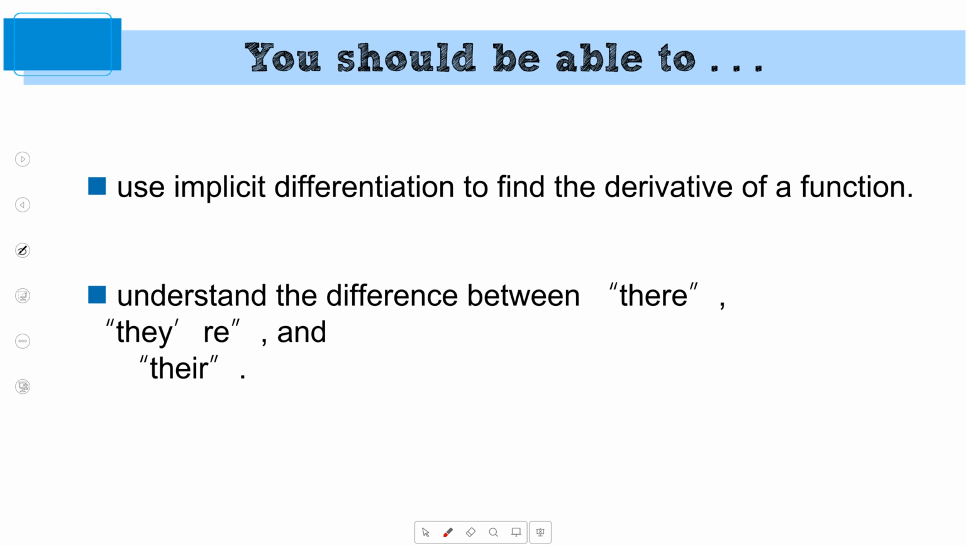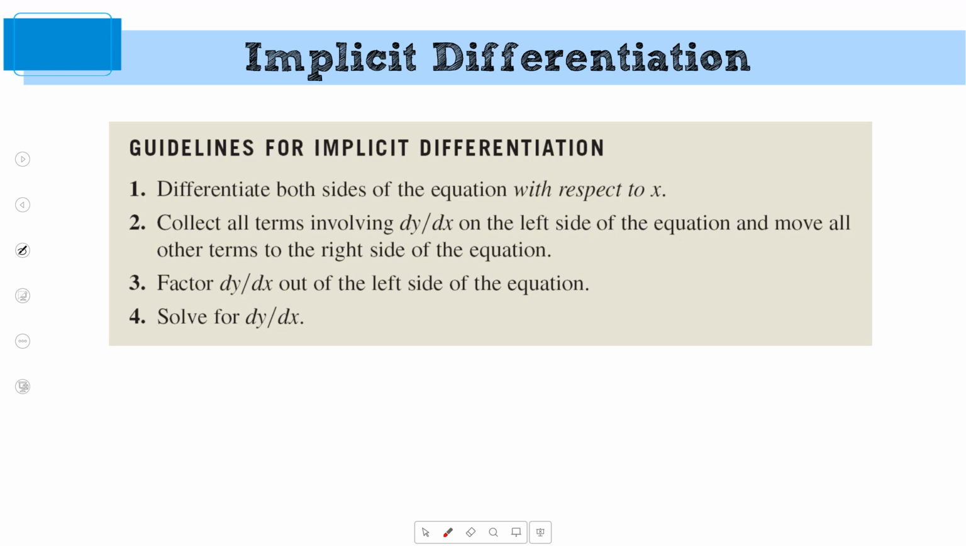I don't know what's with the spacing there. And don't spell them that way. Don't leave a gargantuan gap between the y, the apostrophe, and the r.